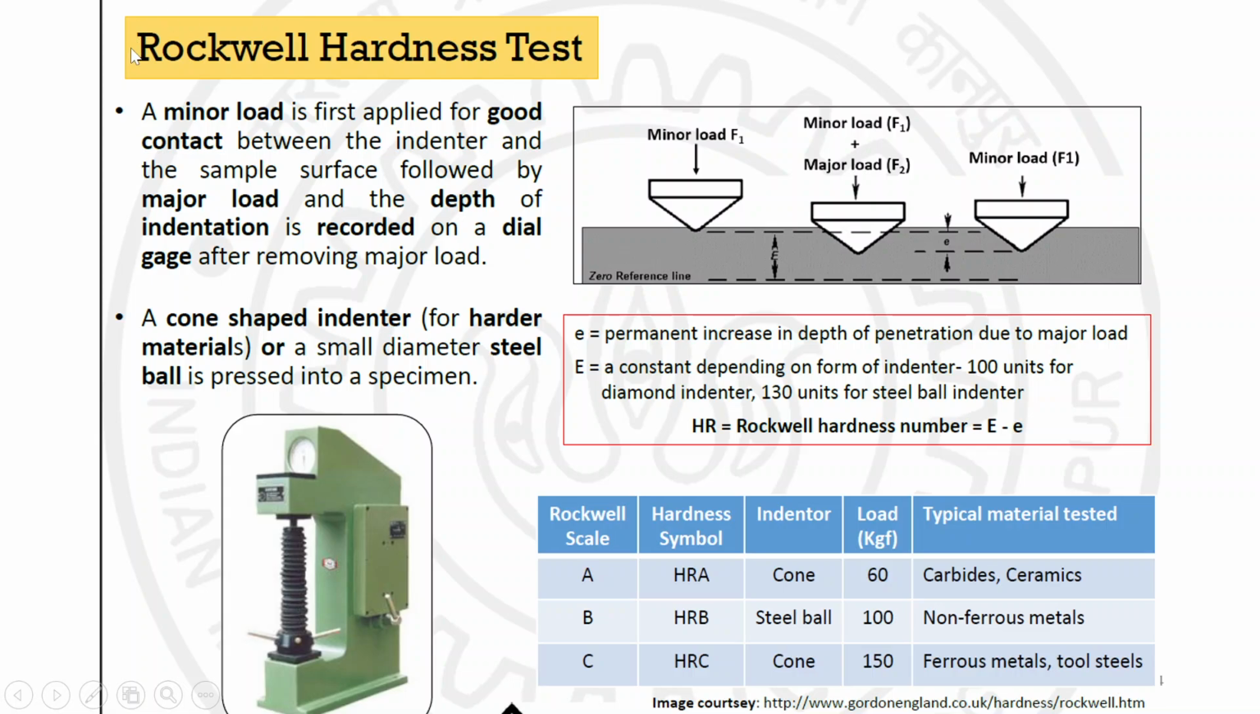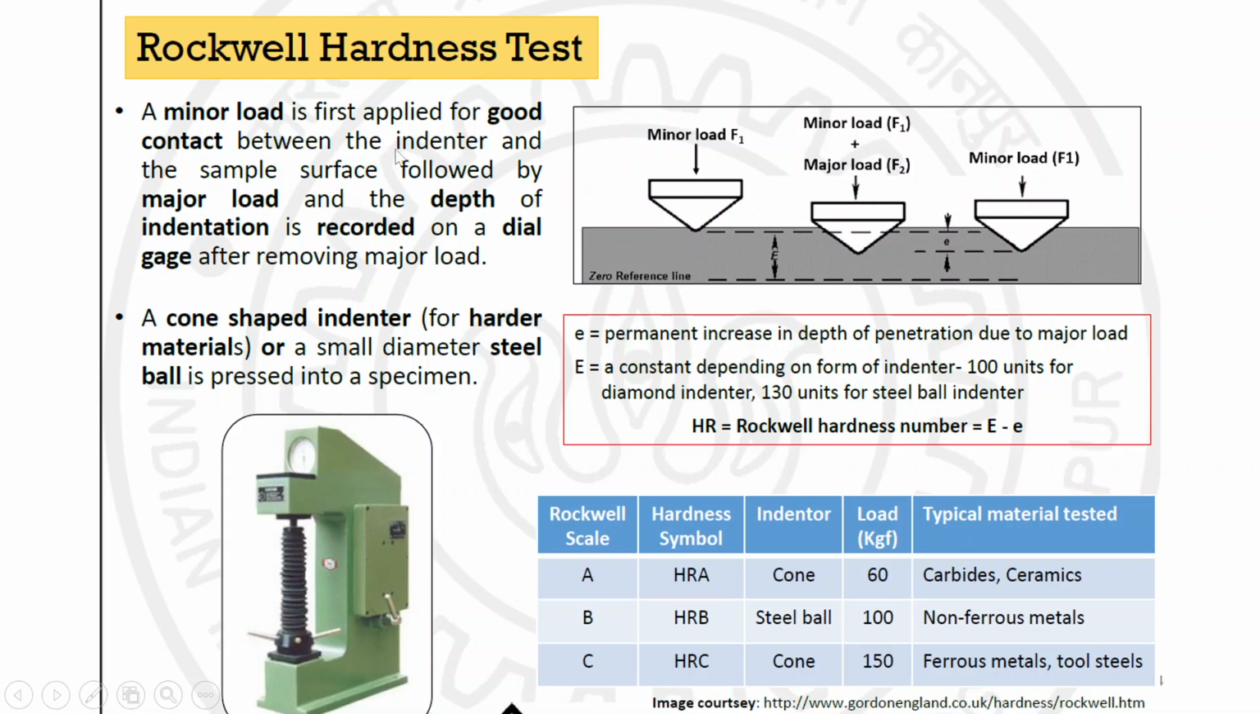Next is Rockwell hardness test. So how does this test look? Firstly, a minor load is applied for a good contact between the indenter and the sample surface. So if your surface finish is not very good, this also removes that type of effect from your measured hardness.